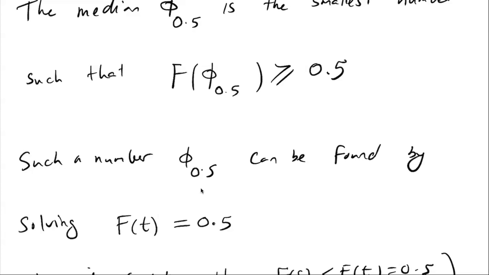So in the case of the continuous case, you can just simply replace this with this condition, which is much easier to work with. Just capital F of t equals 0.5 and then solve for t. That will give you the median.